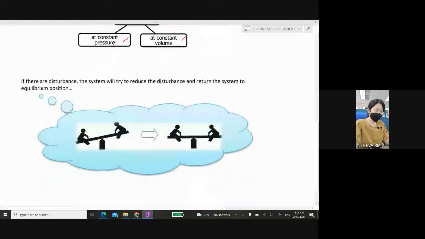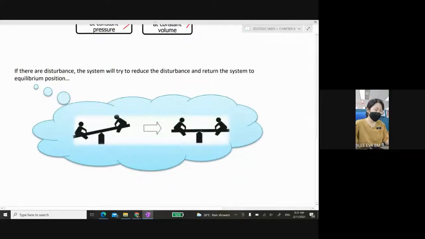Okay. So the explanation in terms of sentences. If there is a disturbance, the system will try to reduce the disturbance and return the system to the equilibrium position. Equilibrium position is our target. Macam mana pun kita nak maintain sistem itu ataupun reaction itu dekat equilibrium position. Nak maintain dia Q sama dengan K.